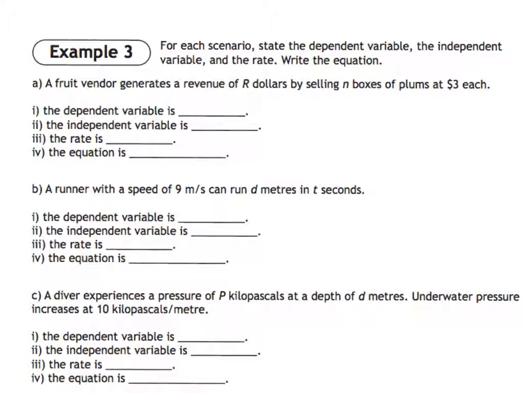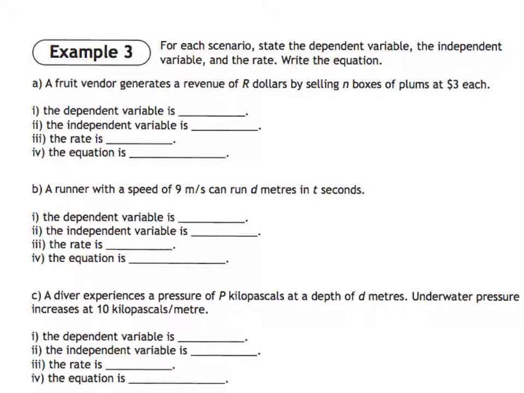And you look at these questions, which is the other stuff that's on that sheet. For each scenario, state the dependent variable, the independent variable, and the rate, and then write the equation. Let's just look at the first one and try to figure out which is independent and which is dependent. So it says a fruit vendor generates a revenue of R dollars by selling N boxes of plums at $3 each. So it's R and N, it's revenue and number of boxes sold. Which one do you think is dependent and which one do you think is independent?